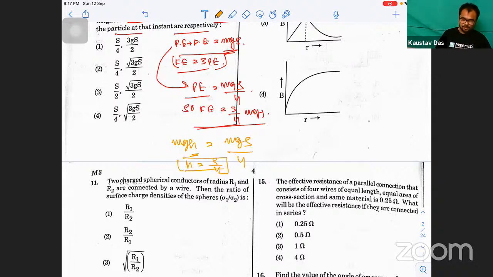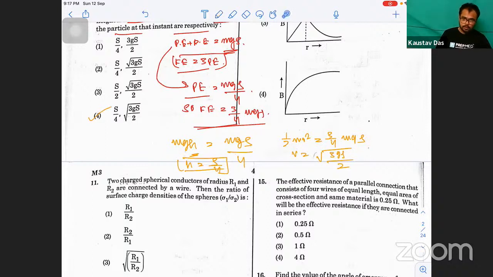So we definitely have to calculate the value of the velocity as well by placing that half mv square kinetic energy, which we have as 3 by 4 into mg into s. So if you get the value of v from there, you're going to get root over of 3gs divided by 2, which comes as option number 4.